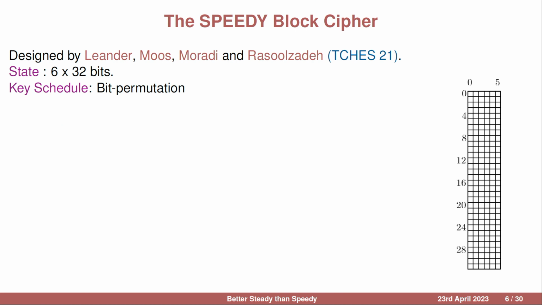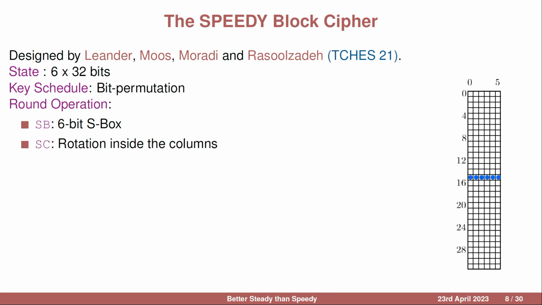SPD is a block cipher that was designed by Leander, Moos, Moradi, and Rasoolzadeh, and was introduced at CHES 2021. The internal state and the key can be represented by an array of 192 bits, that is 6 times 32 bits. Regarding the key schedule, it's just a bit permutation of all the bits. For the round operation, there are 3 main operations. The first one is SB, for SBox, which is applied on every row. It's a 6-bit SBox.